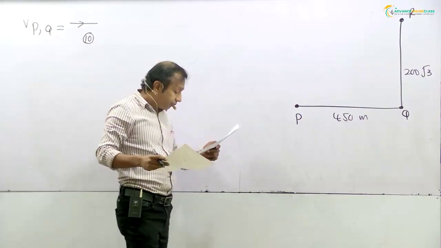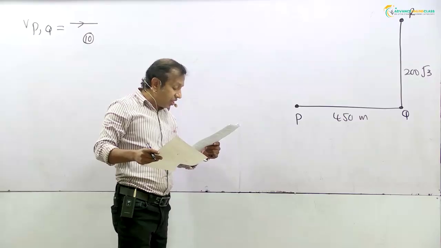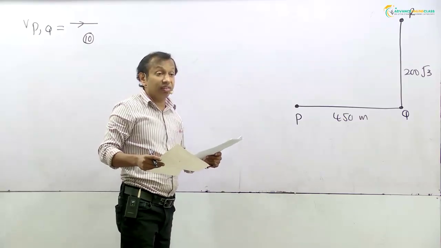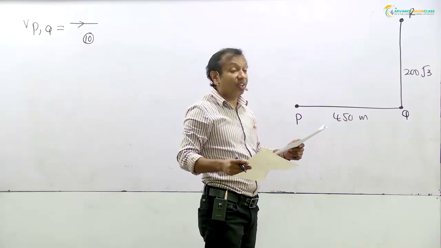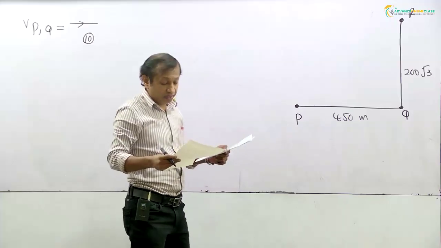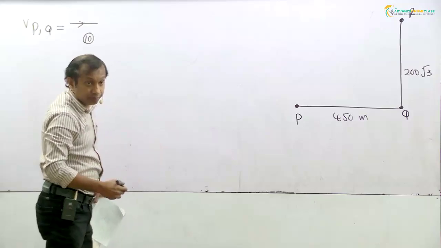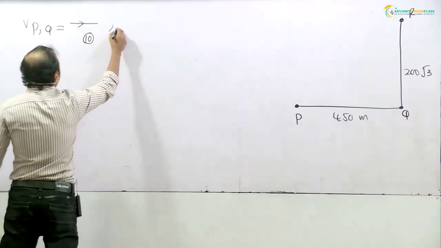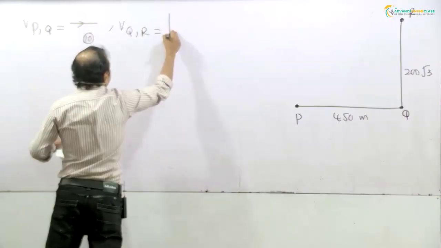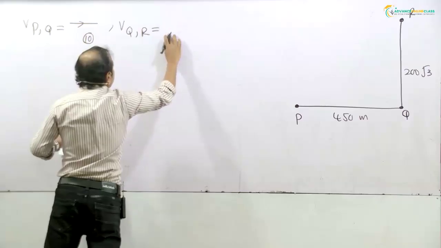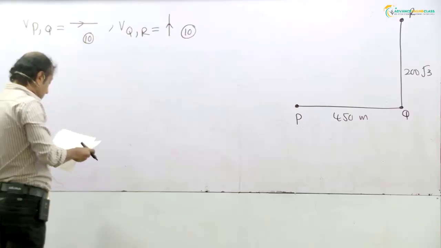Next one. The boat Q sails with the intention of meeting the boat R. What is that? Relative to R, the velocity of Q should be what? Up. The velocity of Q relative to R is in this direction. For that also 10 marks. Okay.